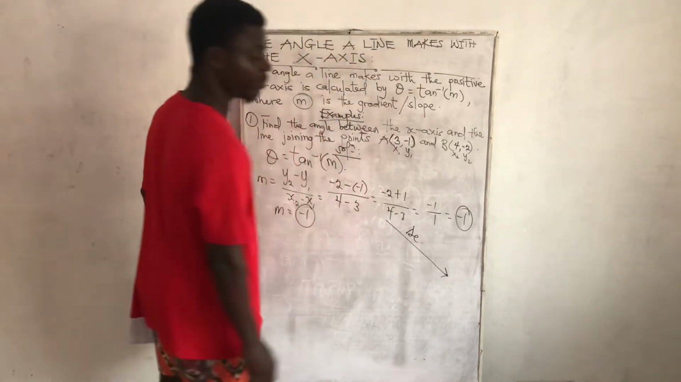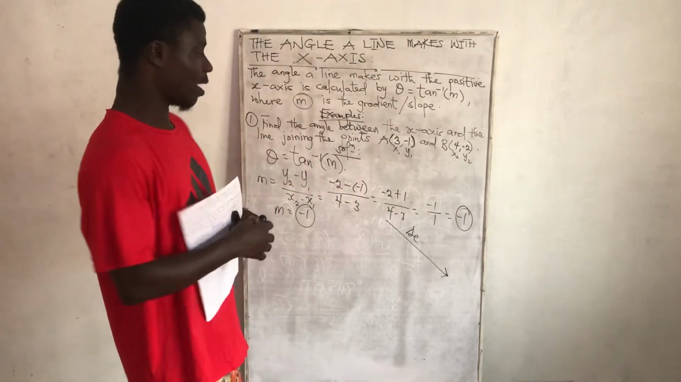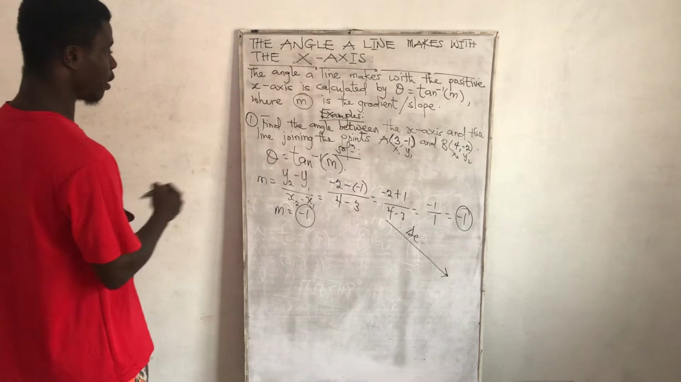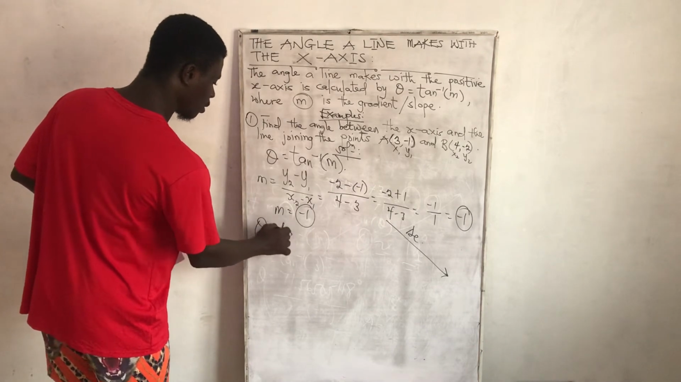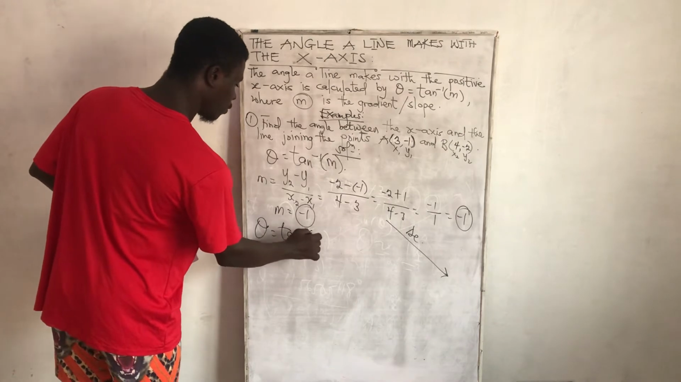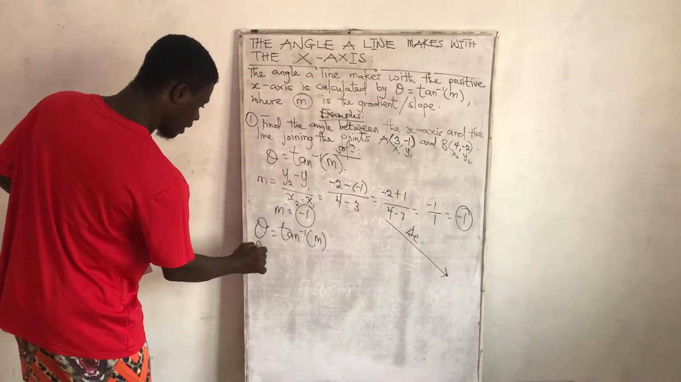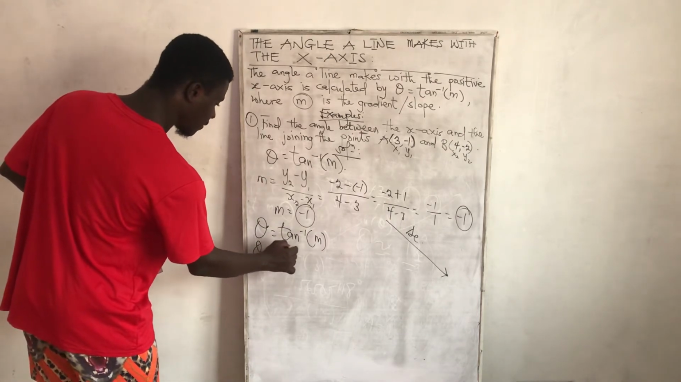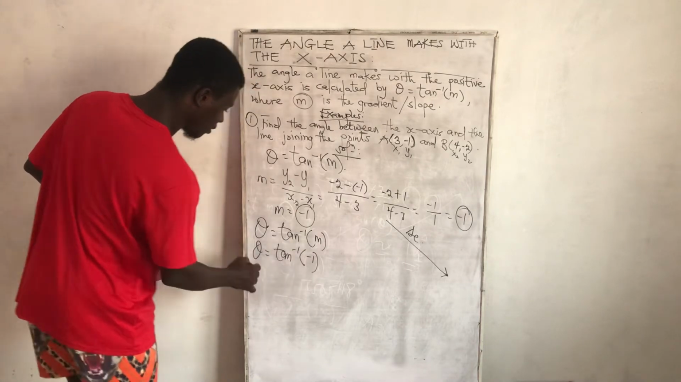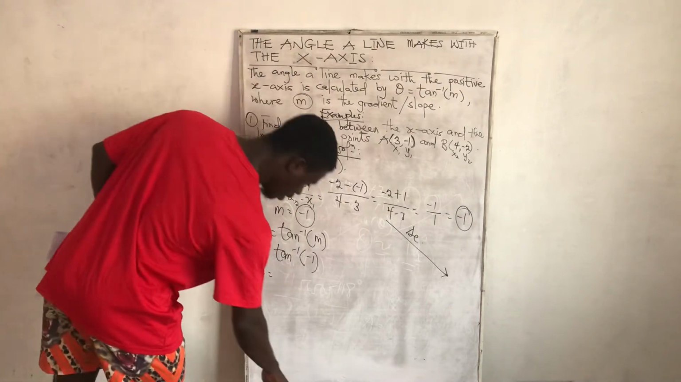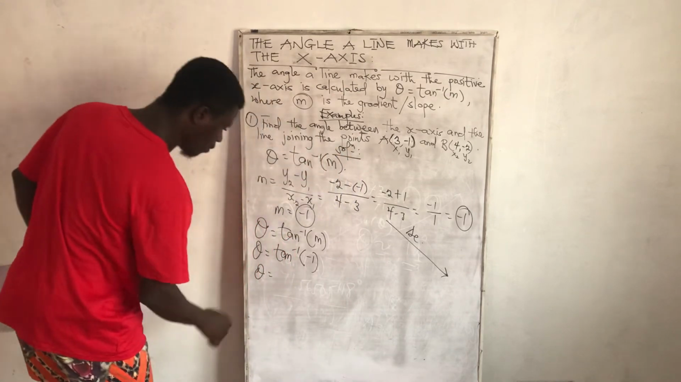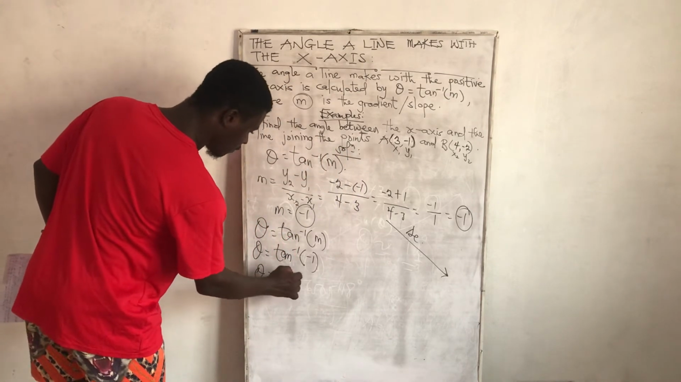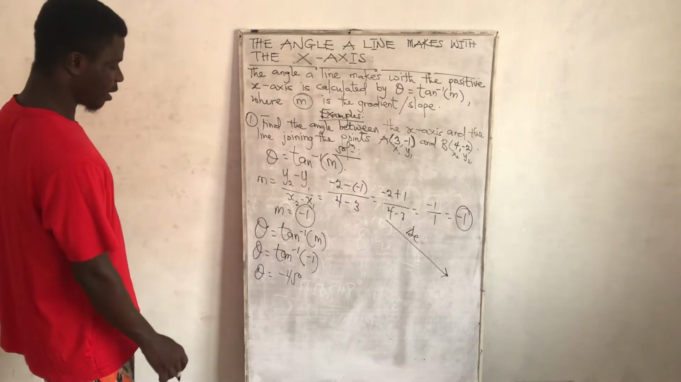That's a decreasing function, or a downward slope. So how can we find theta? Theta is equal to tan inverse of m. So theta must be equal to tan inverse of -1, which is -45 degrees.